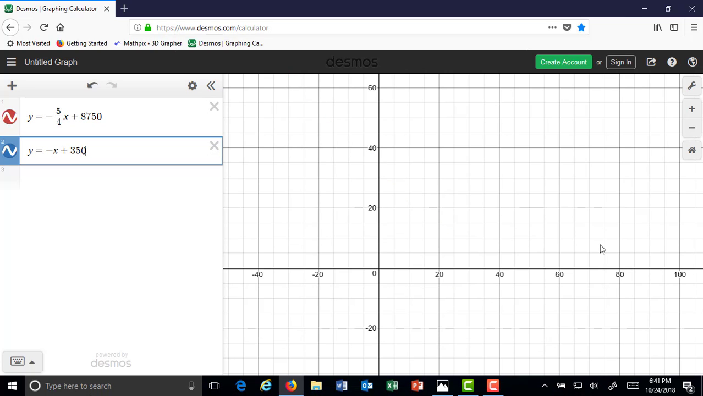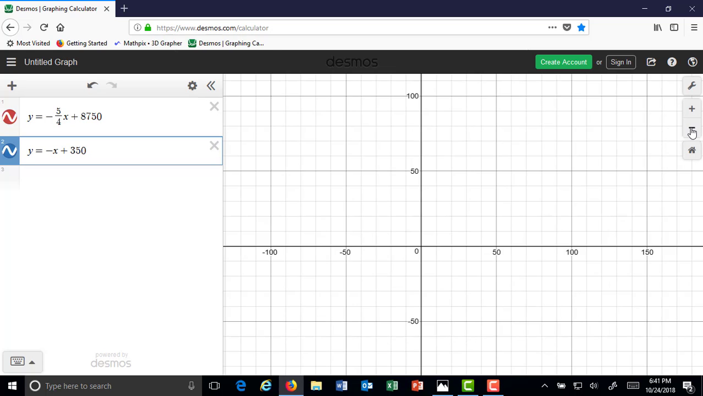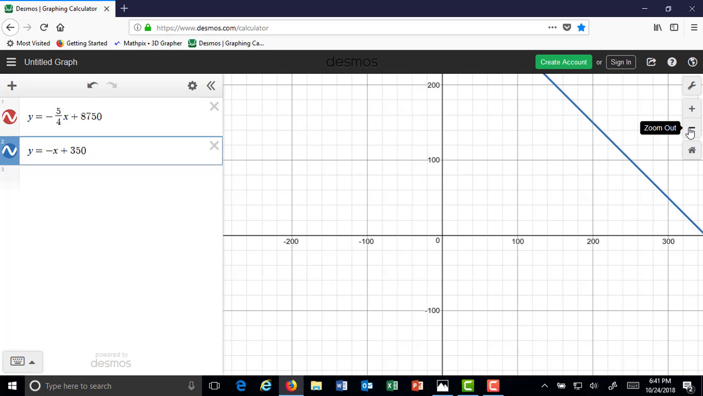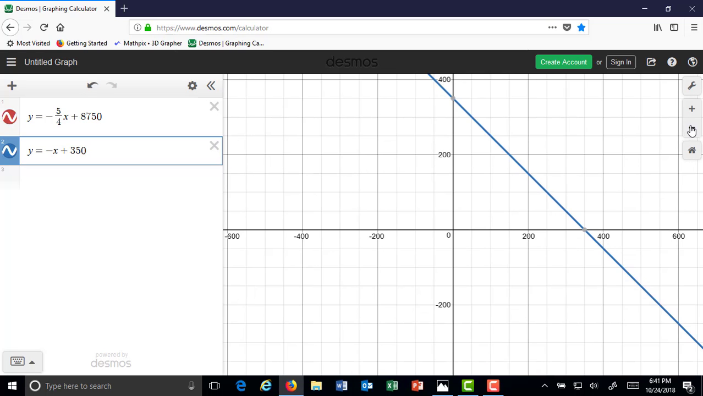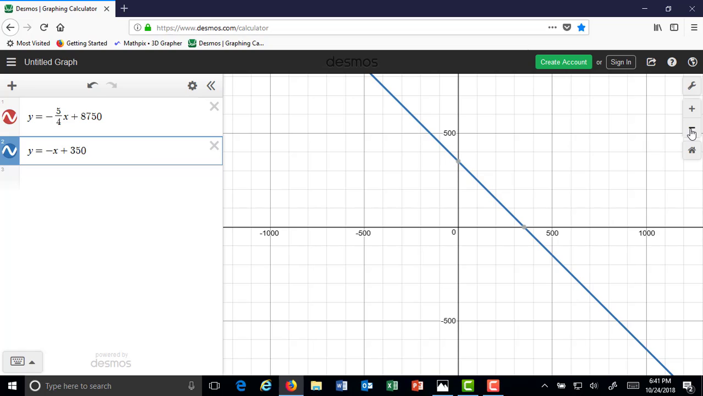$350. All right, so I can tell that my y-intercepts are already pretty far up. So there's an issue of scale. Now that one is a y-intercept of 350, remember? But something's wrong with my calculation here because the other one's 8,000. They're not intersecting in the right place.